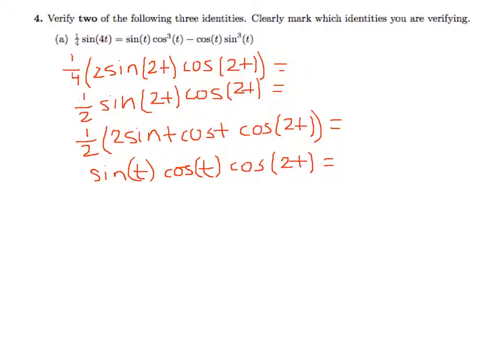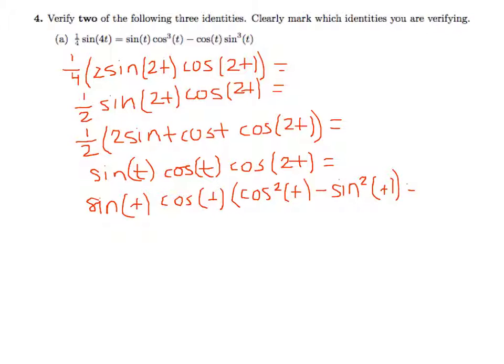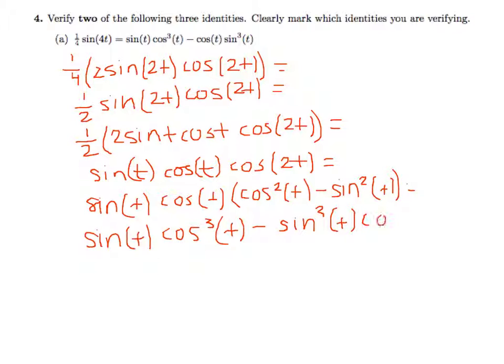And we can rewrite that cosine of 2t, so we have sine of t cosine of t times cosine squared of t minus sine squared of t. And let's distribute that sine t cosine t in front to both of those terms. So we have sine of t times cosine cubed t minus sine cubed t cosine t, which is what we needed to verify. So we are done.